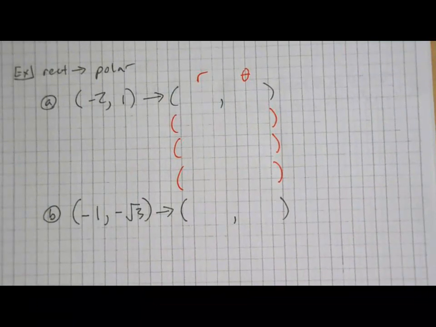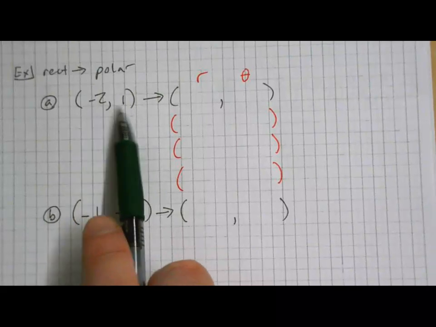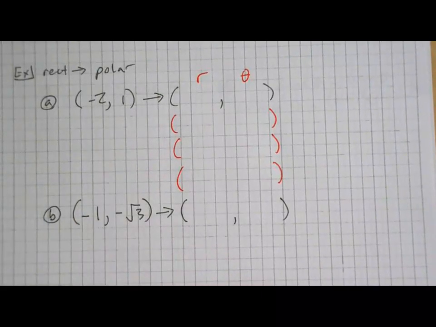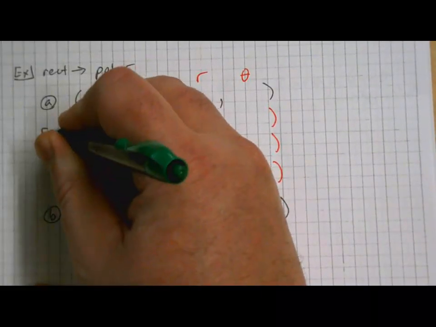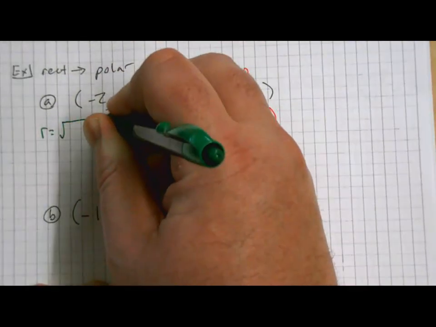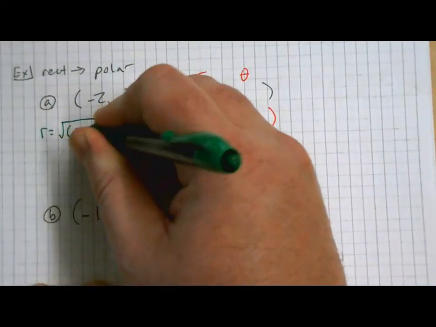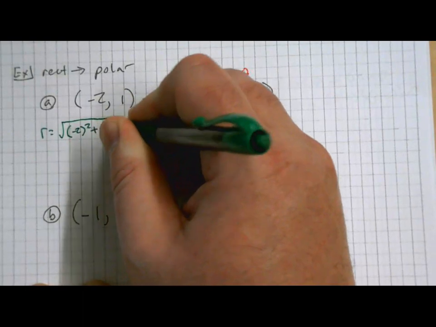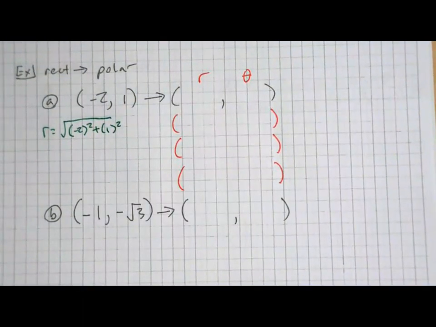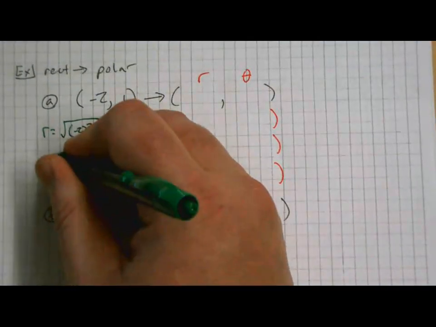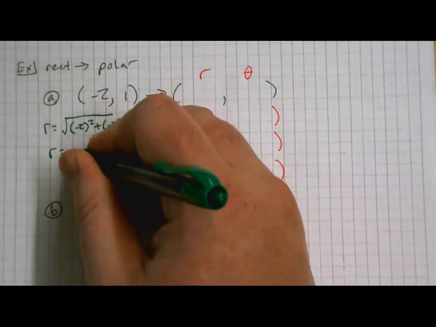That's easy. That'd be the radius. It'd be just like finding the magnitude if this were a vector. Do you guys feel comfortable doing that? Yes, we've done this a million times. Negative 2 squared plus 1 squared is root 5.